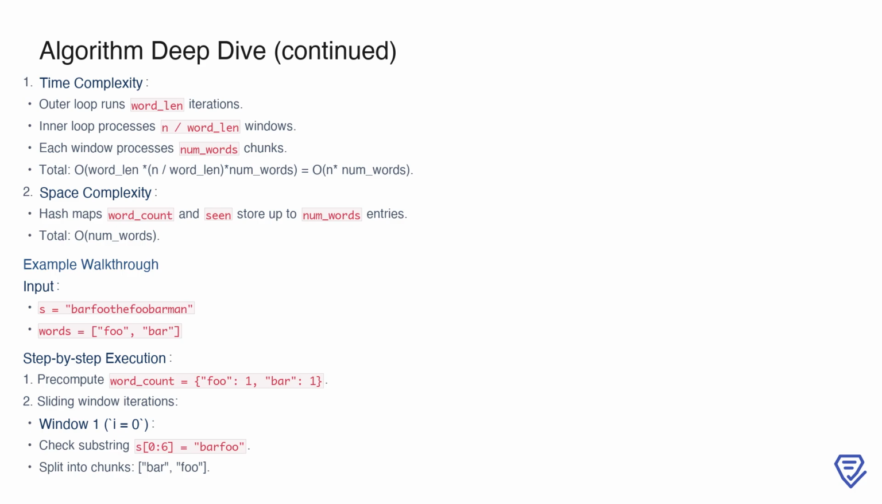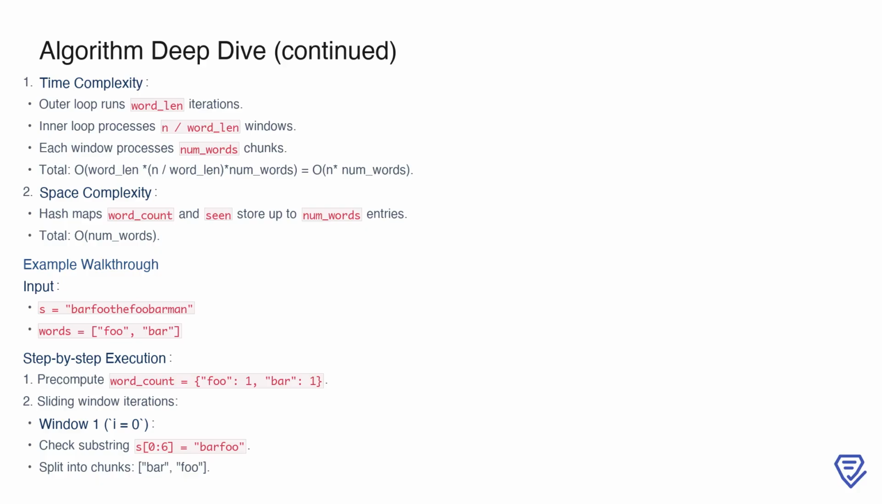For time complexity, the outer loop iterates word_len times to handle different offsets for the sliding window. Within each offset, the inner loop processes approximately n/word_len windows, and each window involves operations on number_words chunks. This gives us a total time complexity of O(n * number_words).